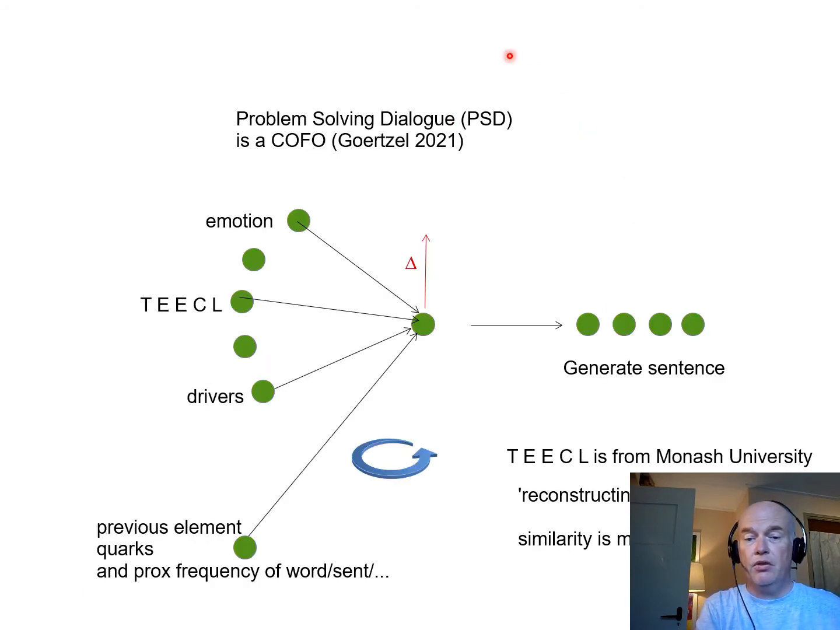Then if we take a closer look at the PSD, the PSD actually is a COFO as defined by Goertzel. If we have an element, this element is actually determined by different factors. For instance, emotion, or the different TCAL components, or the drivers, or the previous element. And the quarks, of course, underlie all these elements. Then the next element is formed, and the total of the elements form a sentence.